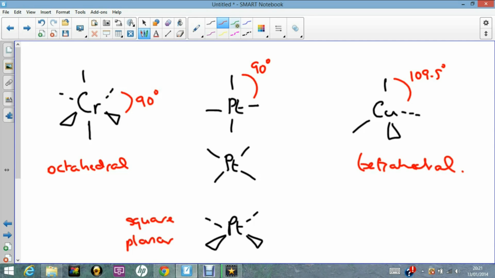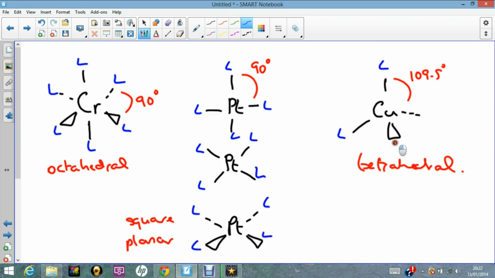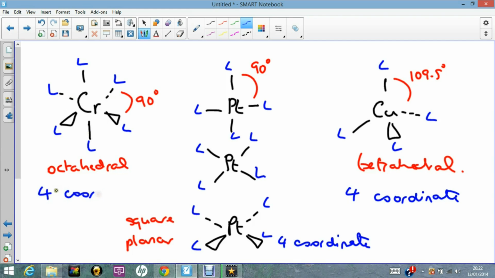Once we've got these diagrams, we'll also talk about coordination numbers. So the coordination number is the number of coordinate bonds formed around the central metal atom. So if we start off by looking over here at the tetrahedral one, count the number of coordinate bonds around the copper. We've got 1, 2, 3, 4. This is 4 coordinate. Look at the platinum. We've got 1, 2, 3, 4. This is also 4 coordinate. Look at the chromium. 1, 2, 3, 4, 5, 6. So this is 4 coordinate as well. Sorry, 6 coordinate.